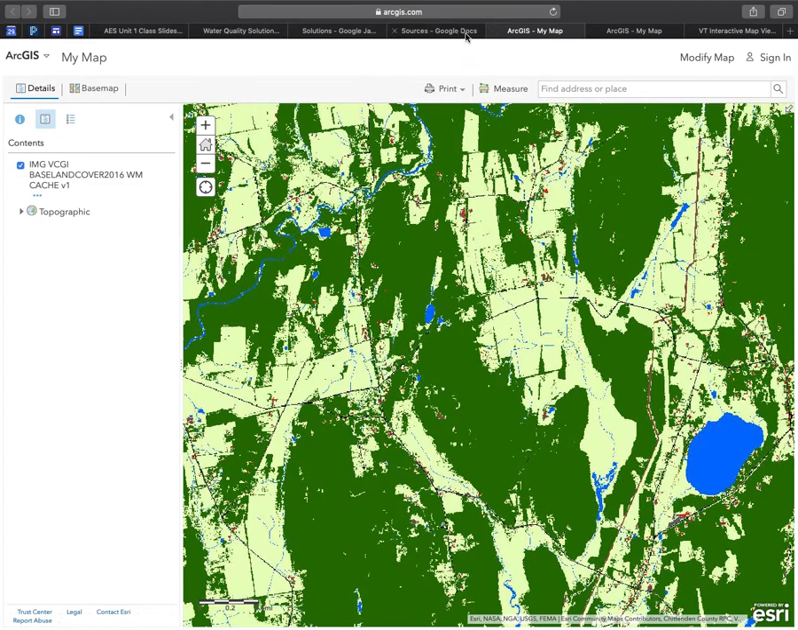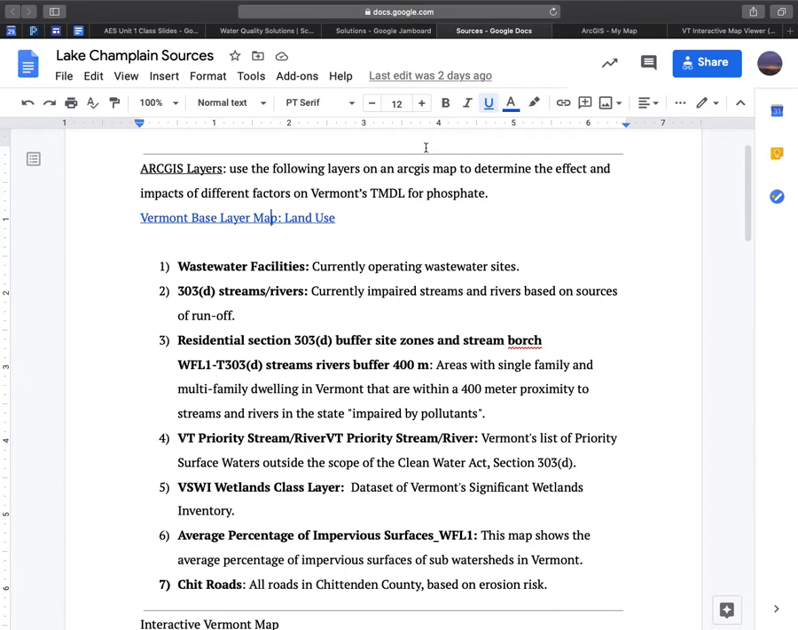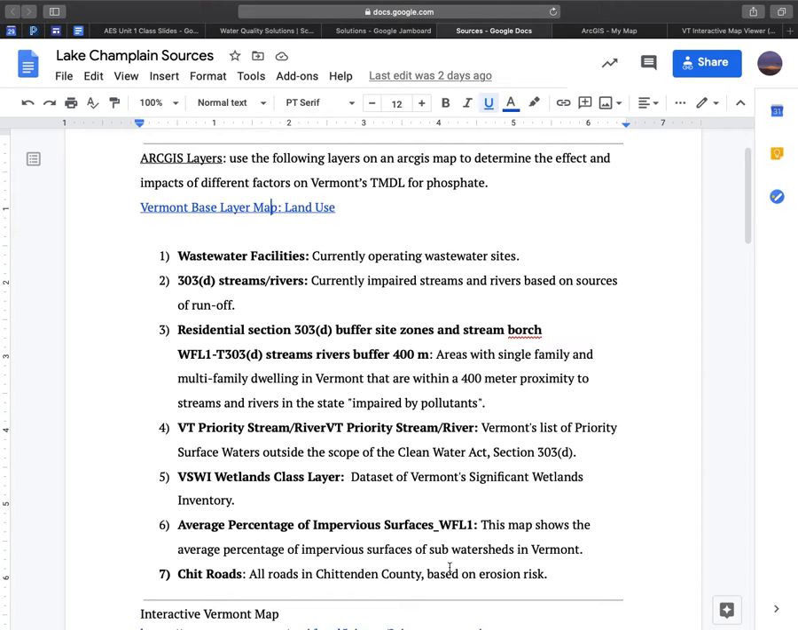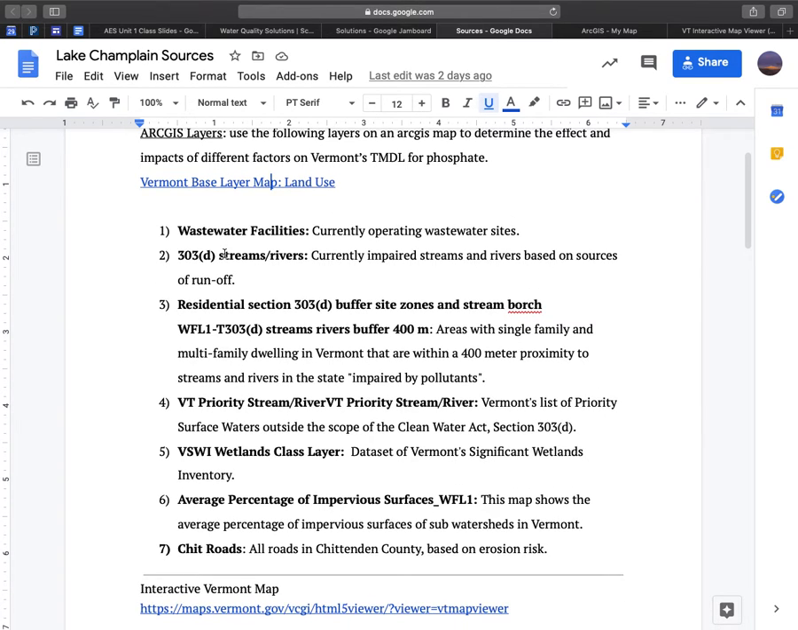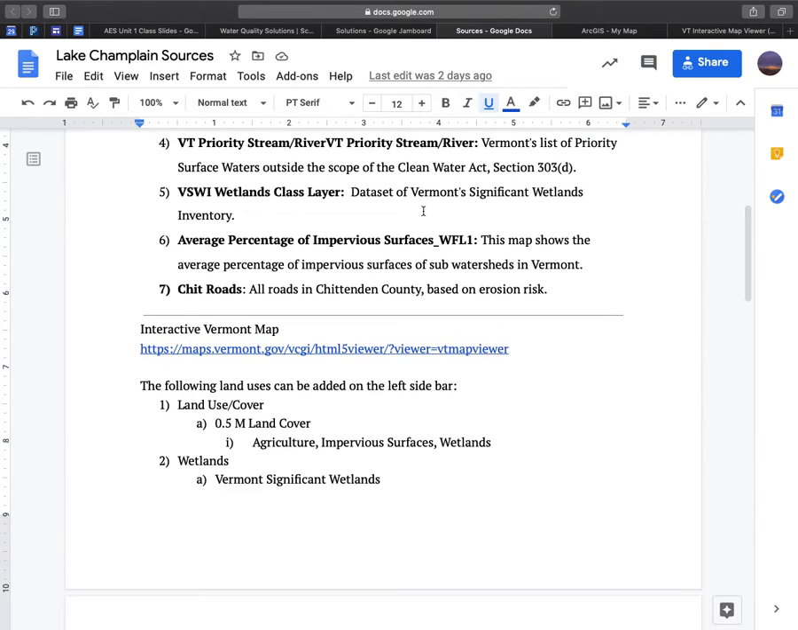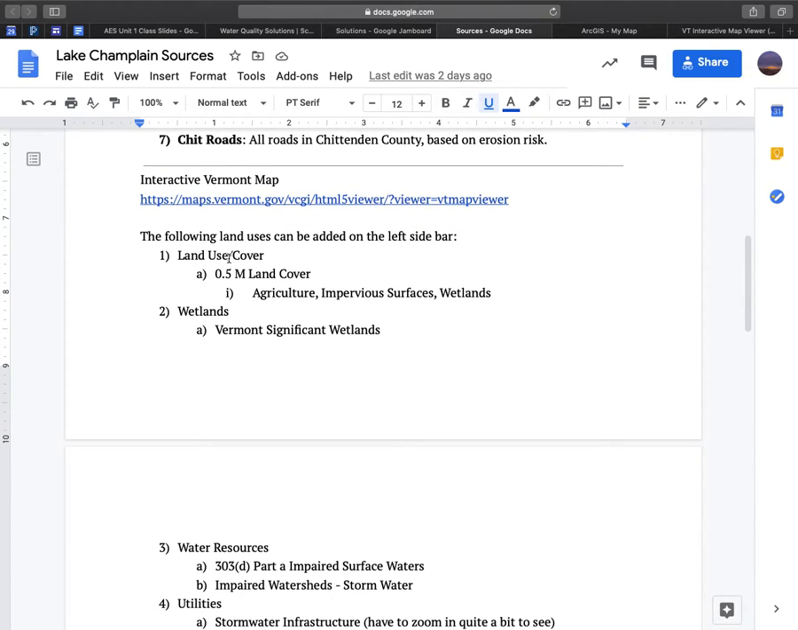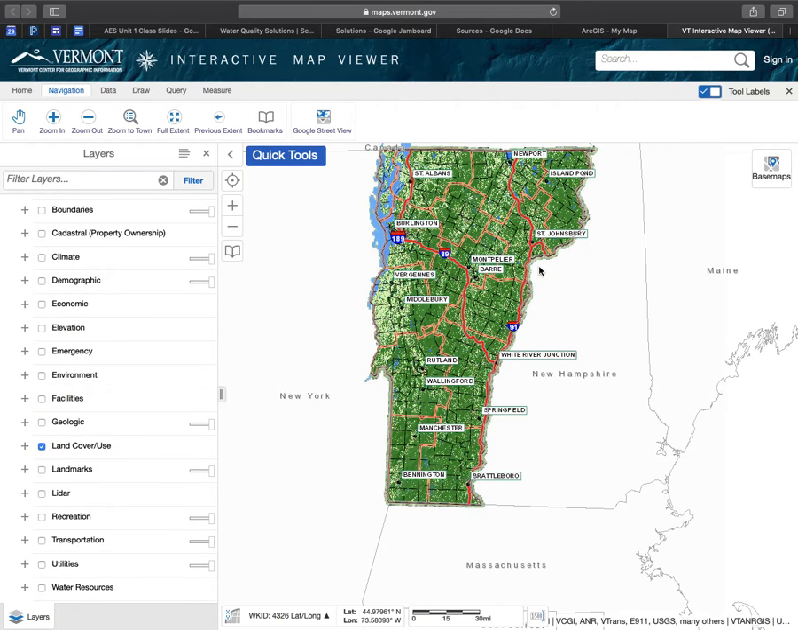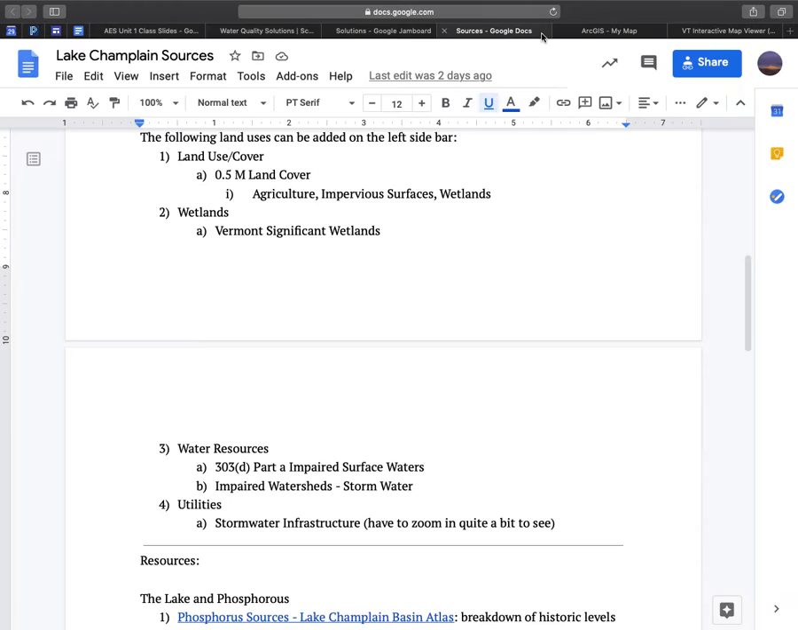Now, alternatively, as you start to explore locations, you can add any of these layers that are right here that will talk to you about impaired streams, residential sections, wetlands, impervious surfaces, roads that are at risk of erosion, or wastewater facilities. That will really help you start identifying specific factors and locations for water quality issues. There's also this interactive Vermont map that shows you different aspects: land cover, wetlands, water resources, utilities. And you can see that on this website. So that's another place you can get visualizations of your problem.